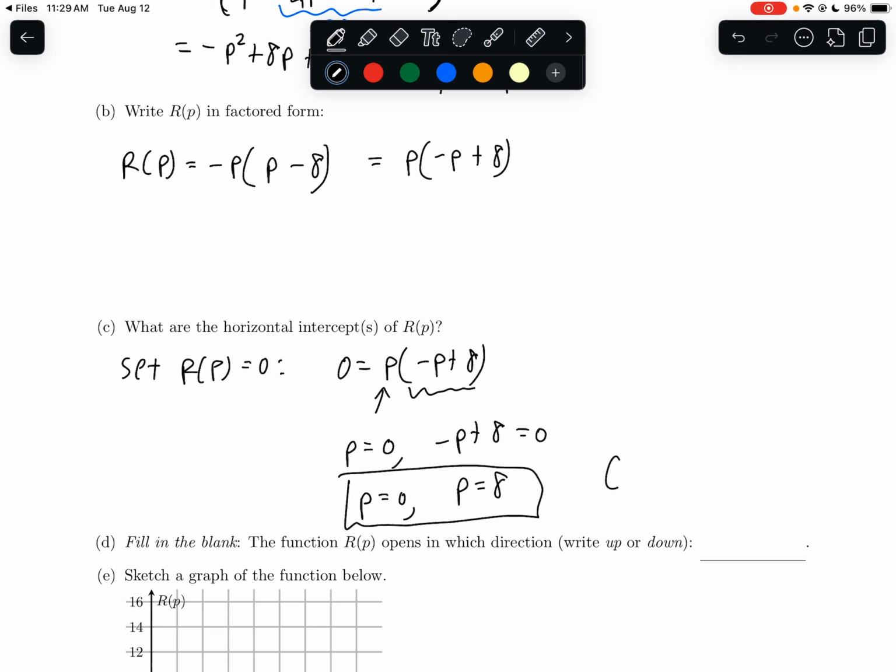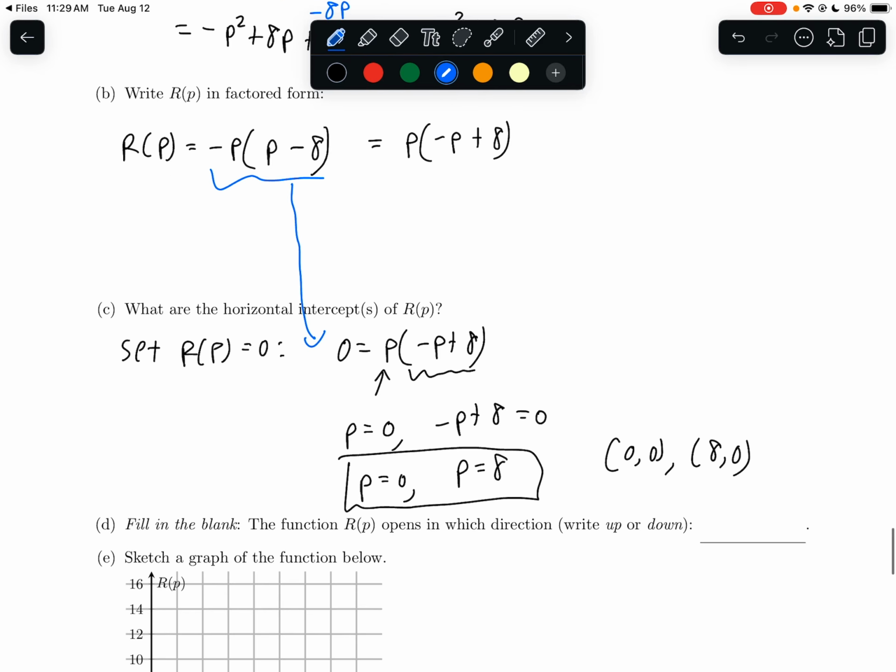Or if you want to write these in ordered pairs, you would say (0, 0) and (8, 0). Both of those are fine. And also to do this, I could have used this equation. So this one could have been used in this step, and you would have gotten the same answer. So it truly doesn't matter which one you use. So those are the horizontal intercepts.